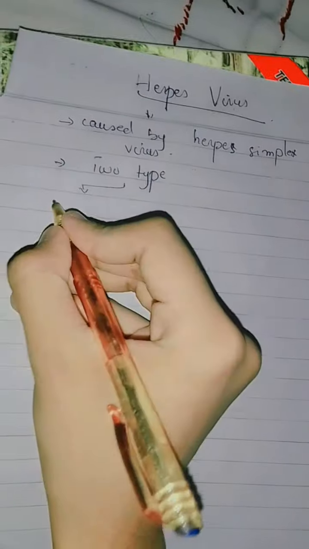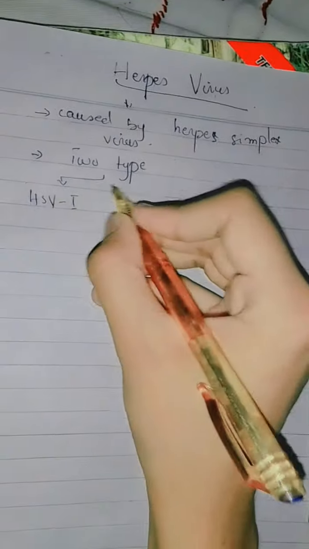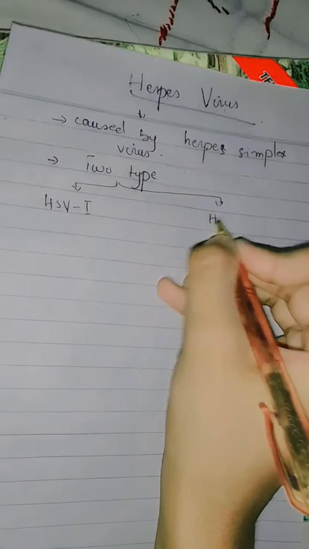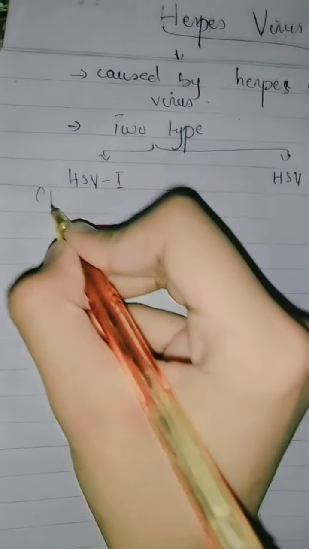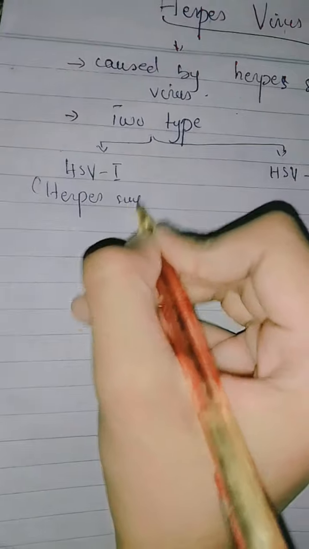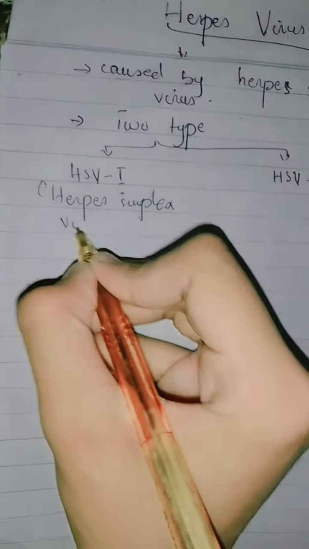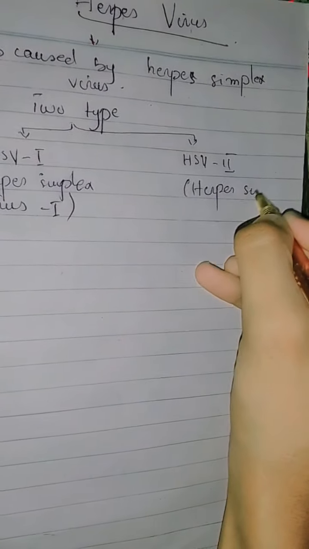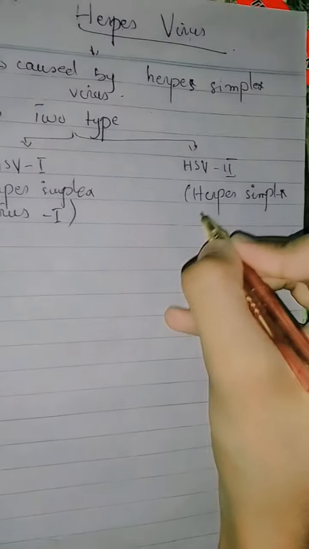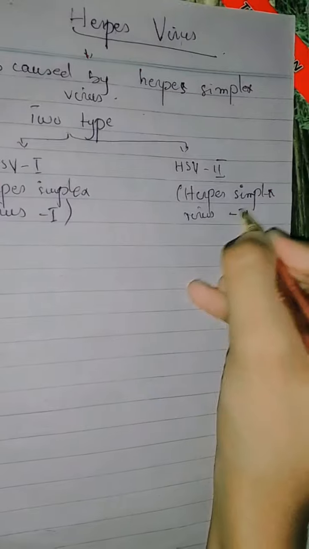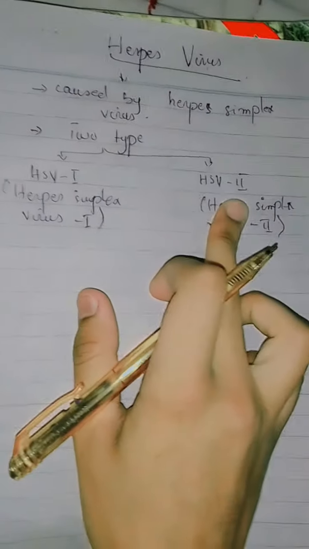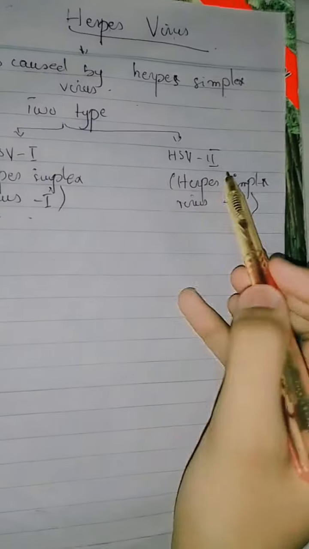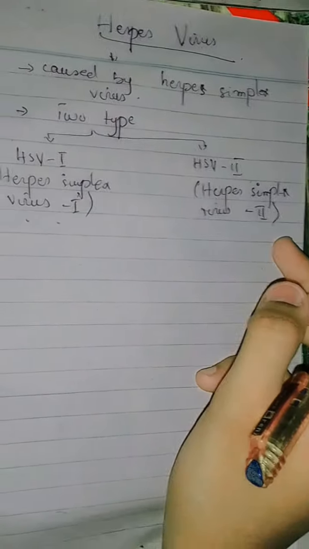Two types of viruses are there. First is HSV1 and second is HSV2. Here HSV stands for herpes simplex virus 1 and herpes simplex virus 2. These are the two types of herpes virus: herpes simplex virus 1, herpes simplex virus 2.